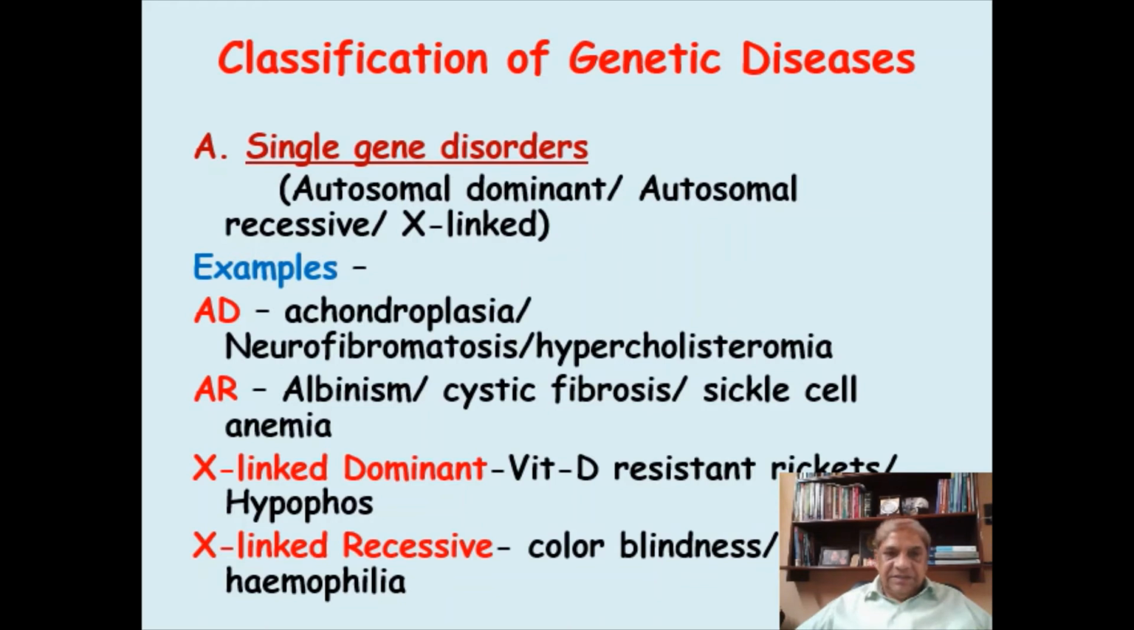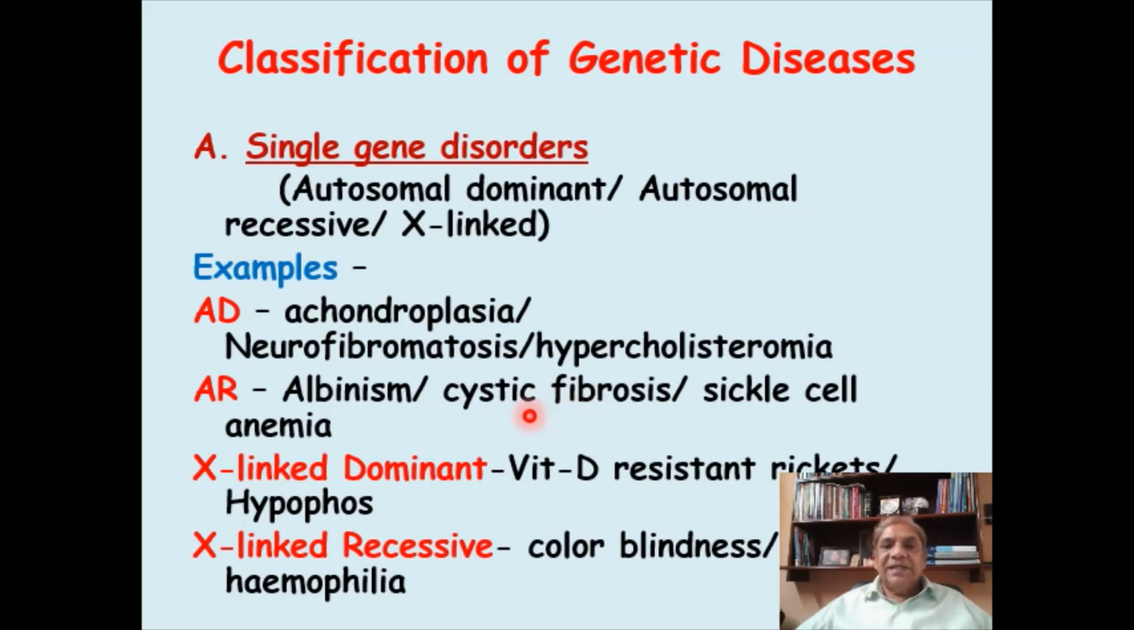Then the second class of single gene disorders is autosomal recessive. Here it is albinism. Albinism means white people. You must have seen some people who are absolutely white, with no pigment in their body. So they have to wear black glasses, because their retina is non-pigmented. Then cystic fibrosis, which is a kind of disease in the lung.